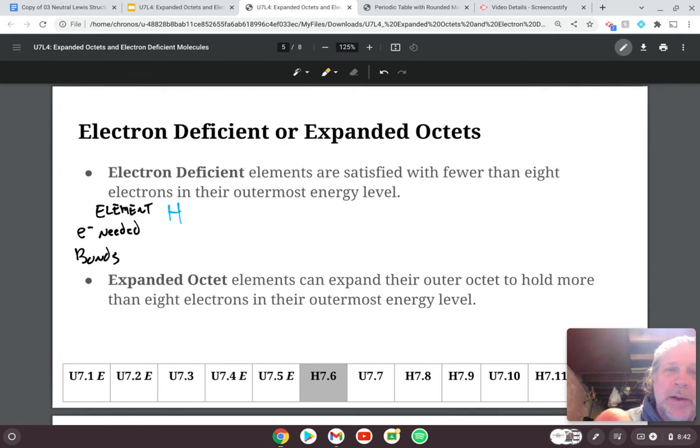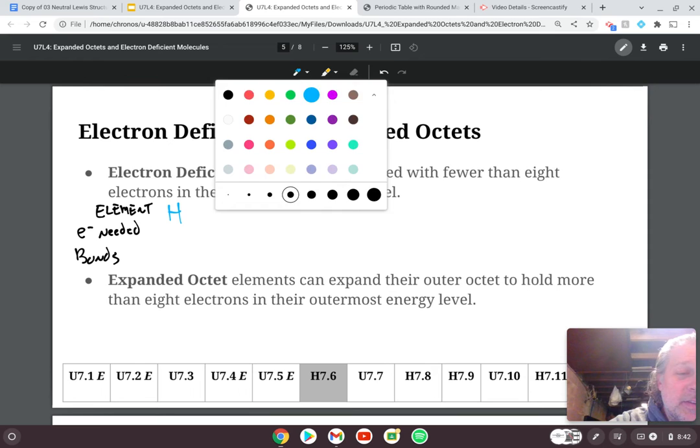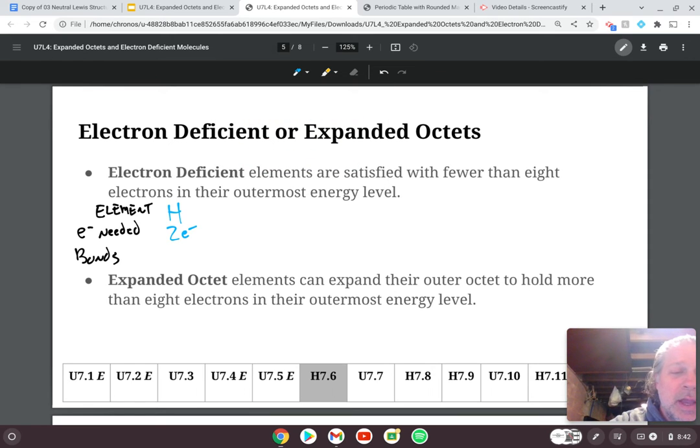Okay, so hydrogen needs 2 electrons, so it does that by participating in 1 bond. Beryllium needs 4 electrons, and it does that by participating in 2 bonds. And then lastly, boron needs 6 electrons, and it does that by participating in 3 bonds.